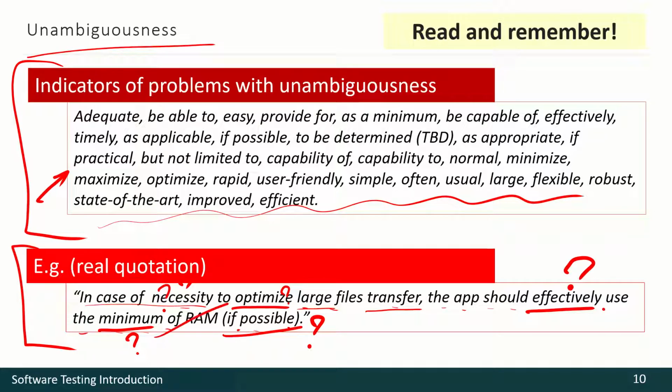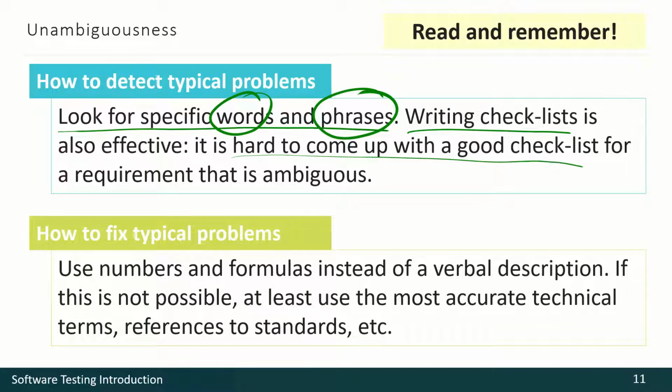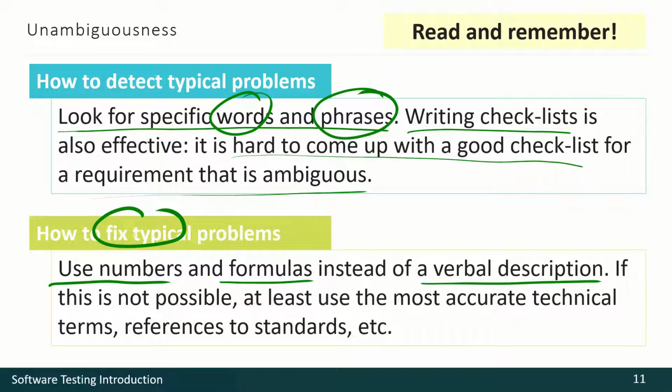So a lot of questions should be asked and such a bad requirement should be rewritten in order to be understandable and applicable. How to detect and fix typical problems with ambiguousness? First of all, look for specific words, phrases and other indicators. Write checklists to understand how you can test the requirement, because it is really hard to come up with a good checklist for requirements that are ambiguous. And how to fix? Use numbers and formulas instead of verbal description.